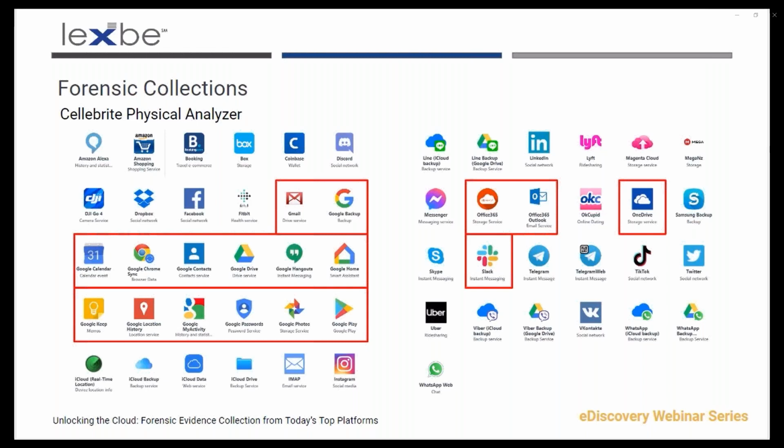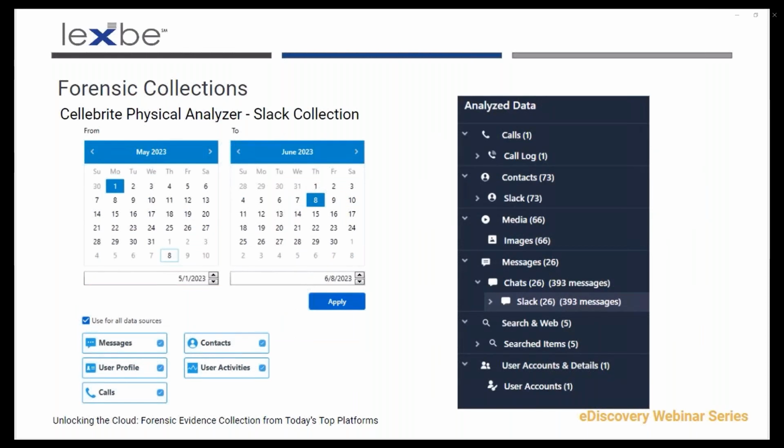Also, the Office 365 information you can see, you can pull OneDrive and Slack. So for this example, I pulled Slack data. And as you can see on the left, I can select which dates or time frame I wanted to pull data from. And you see on the bottom left, it will ask you what information from your Slack you want to extract. So I just picked everything. I can grab my messages, my contacts, profile information, calls made, and user activity.